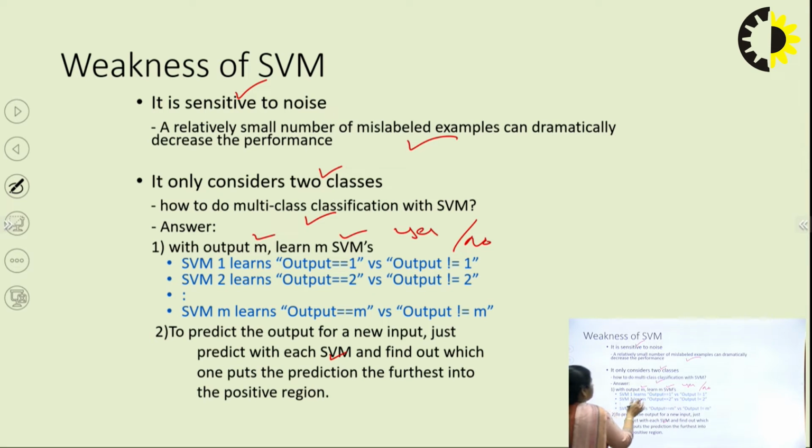So, multiple SVMs will be treated. When we need to classify a new input, we will predict with each SVM and find out which one puts the prediction farthest into the positive region. That is the case of SVM: it is sensitive to noise and it is mainly used for two-class binary classification.